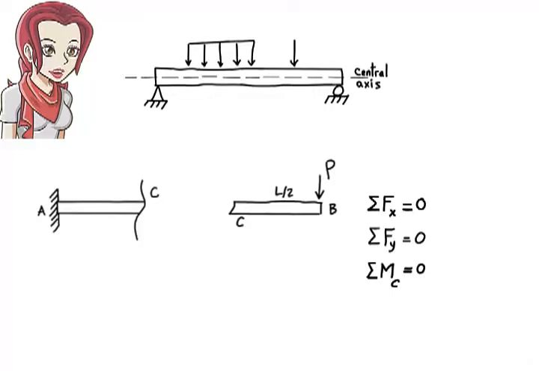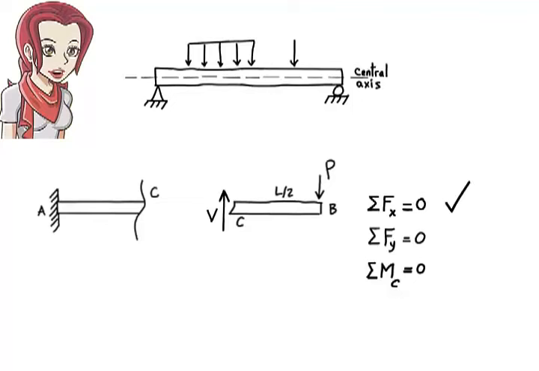The first equation here is automatically satisfied, since there are no applied loads in the x direction. But how do we satisfy the second and third equations? A downward force, P, is applied to the right end of the segment. To satisfy the second equation, therefore, there must be an upward force at point C equal in magnitude to P in order for the sum of the forces in the y direction to be zero. This upward force, labeled V on the diagram, is called the shear force. It is one of the internal forces in the beam.